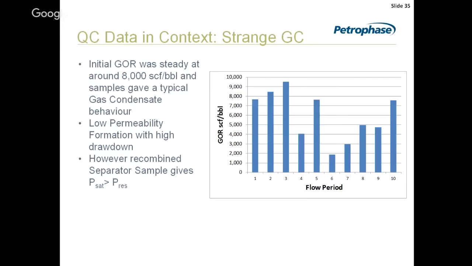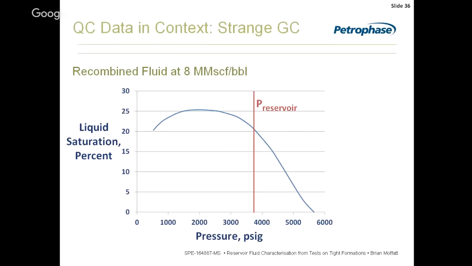What else do we know about this field? Well, it was a fairly tight reservoir, low permeability. It did eventually stabilize out at around 8,000 standard cubic feet per barrel. And in the PVT cell, as you would expect for 8,000 standard cubic feet per barrel, it gave a condensate. Gave up to about 25% liquid saturation.